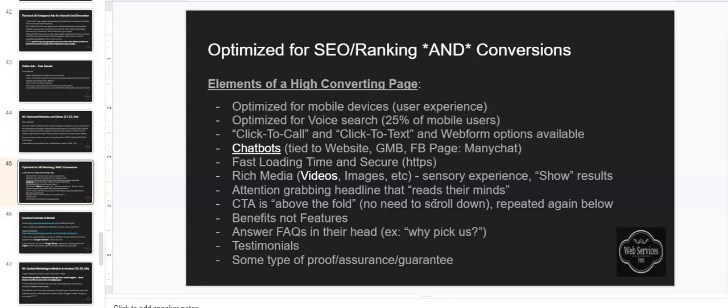And then in terms of the content on the website, you need to focus on benefits and not as much on features. That should go without saying. It should be very clear. You need to definitely have a portion where you answer the frequently asked questions in their head, such as, why pick us and that sort of thing. What happens after they book an appointment with you? What does that process look like? So answer these types of questions on your main page on your website.